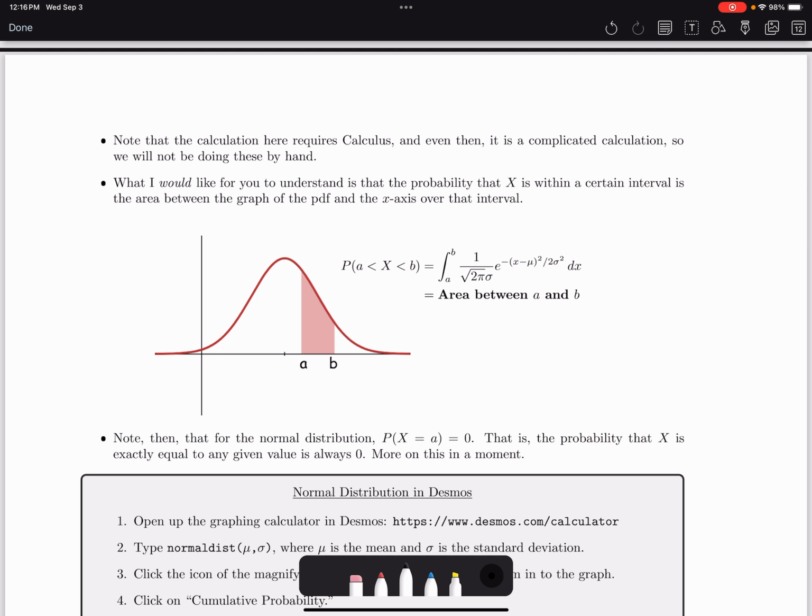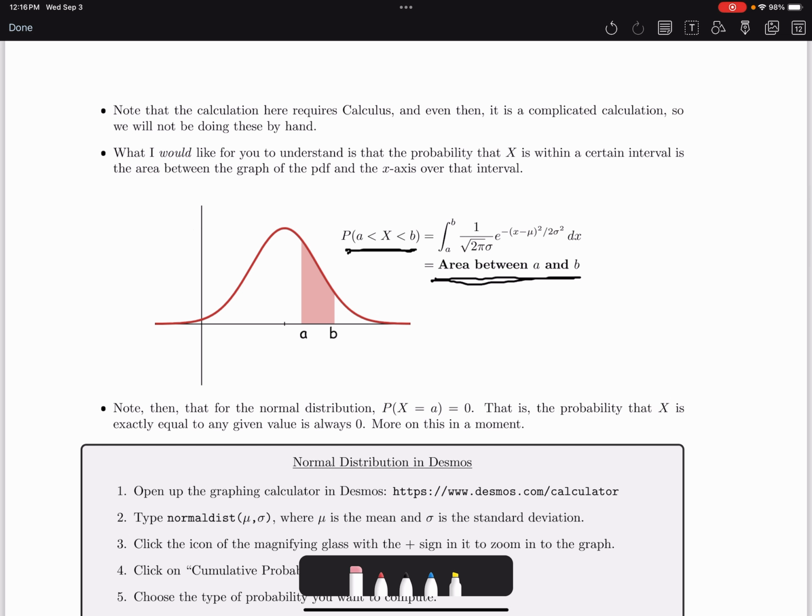The probability that x is between a and b is equal to the area between a and b. It's this shaded area right here. This is the probability that x is between a and b. And this is true for any continuous function. So in particular, this is going to be true for a normal distribution. The probability that x is between a and b is equivalent to the area underneath the graph of the PDF, between the x-axis and the graph of the PDF, between a and b.